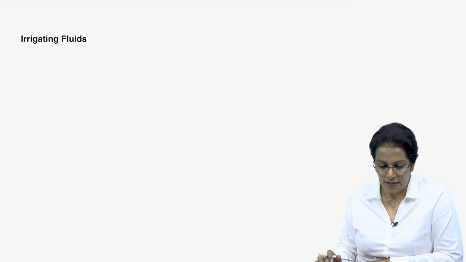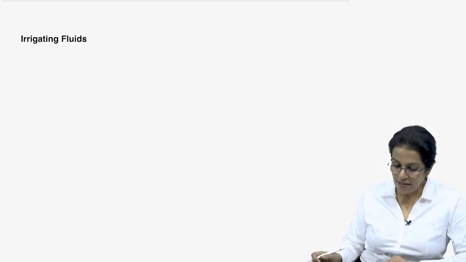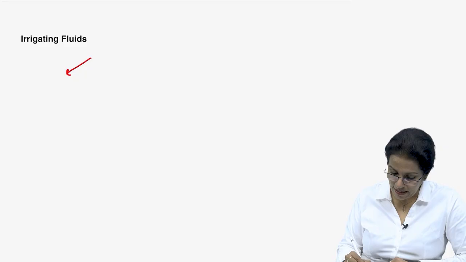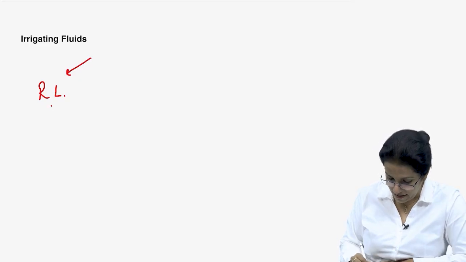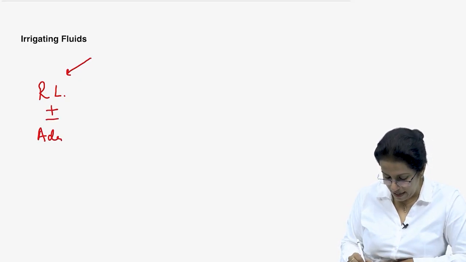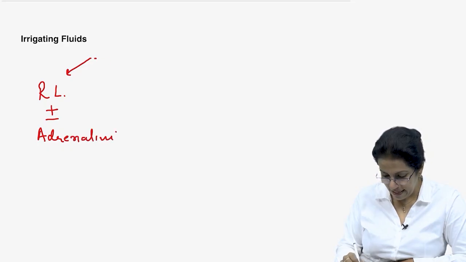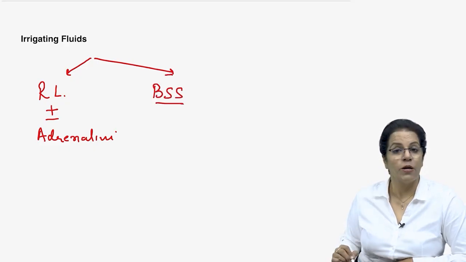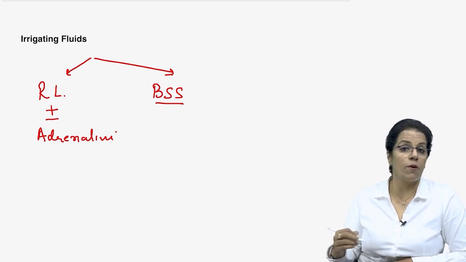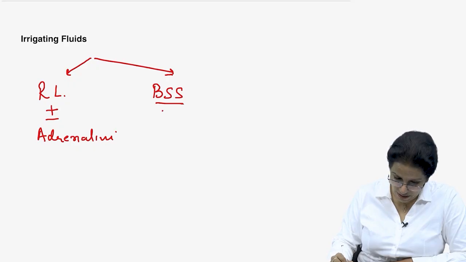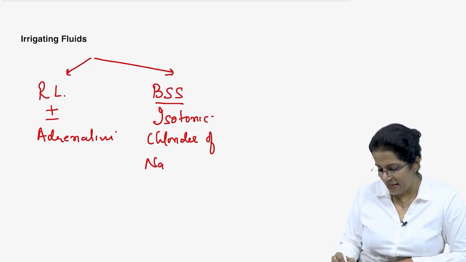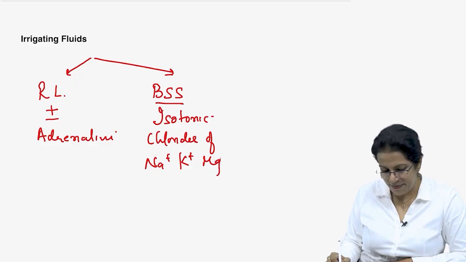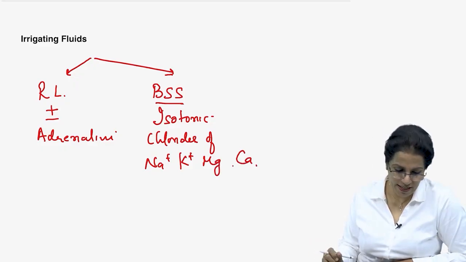Similarly, when you talk about irrigating fluids, what are the different irrigating fluids I can use? I can use Ringer lactate, right? Ringer lactate can be with or without adrenaline. I can use adrenaline, which will help to keep the pupils dilated. What is the second one? The second one I can use is balanced salt solution, right? Balanced salt solution is almost near to the composition of the aqueous. It's mainly isotonic and consists of chlorides of, easy to remember, sodium, potassium, magnesium and calcium. So these are isotonic chlorides, right?